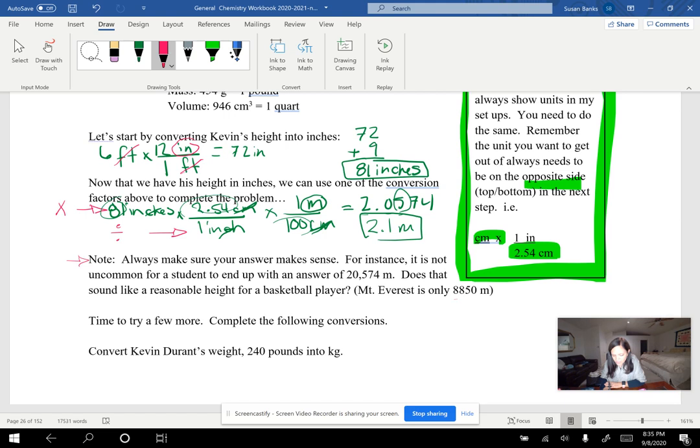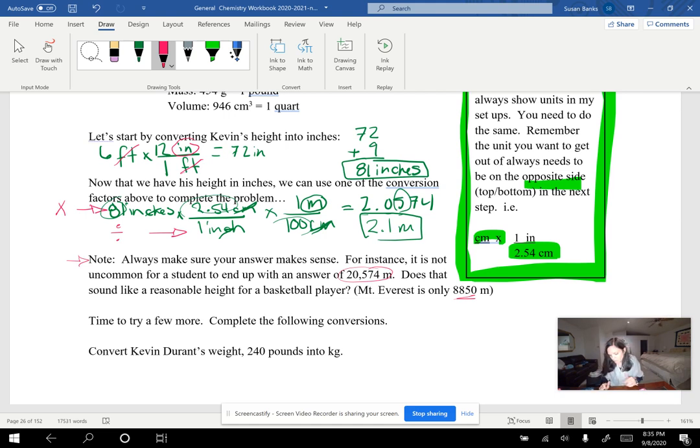Mount Everest is only 8,850 meters. So you mean to tell me that a person is 2.5 times taller than Mount Everest? That's not a reasonable answer, even if they are a basketball player.